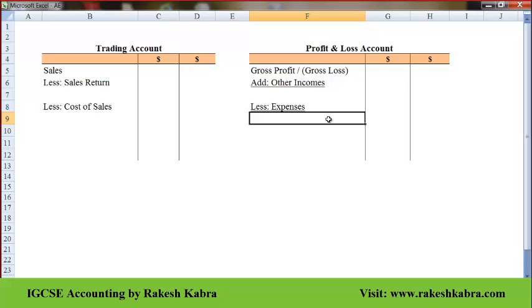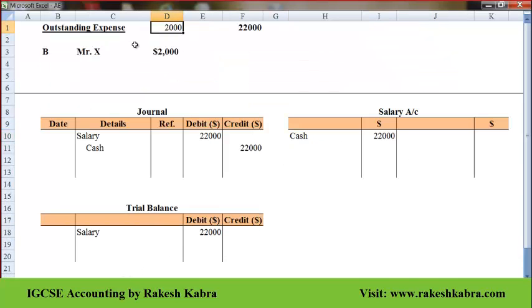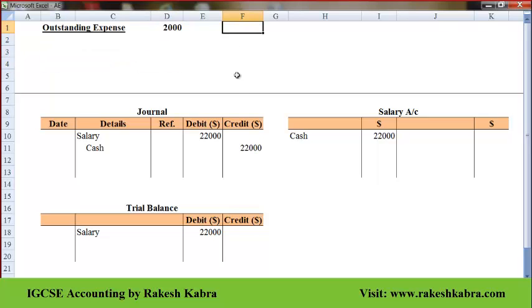So what we need to do, I will show salary $22,000 in the inner column, and this $22,000 P&L will not accept because this figure is only related to 11 months. P&L will accept only the figure of 12 months. So now we need to pass an adjustment entry for this $2,000. This is the outstanding salary, last month's salary, which is not paid by me. So for this I need to pass the adjustment entry. If I will not pass the entry, then what will happen?